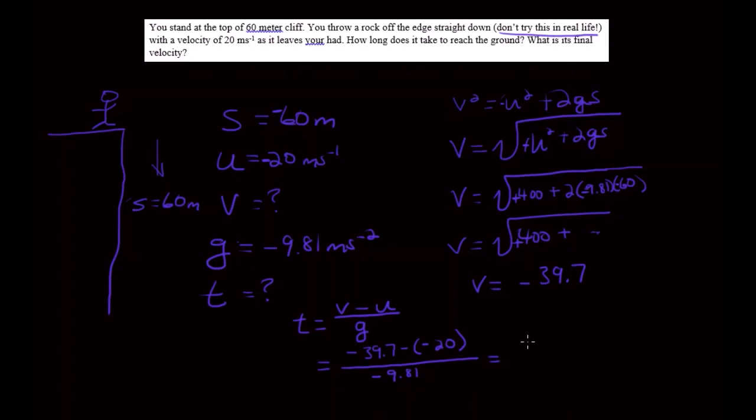So this is going to be negative 19.7 divided by negative 9.81. I feel so much better. And it's going to be, I think, a fairly realistic time too. By that I mean it makes sense that it will have fallen this. So 19.7 divided by 9.81 is going to be 2.0 seconds. And that does sound about right.